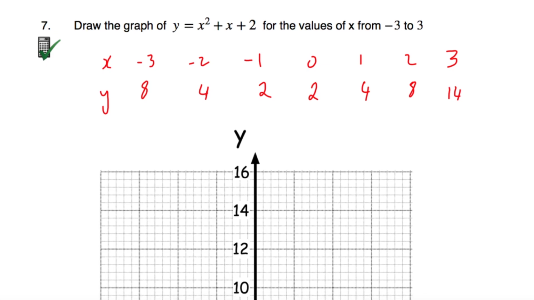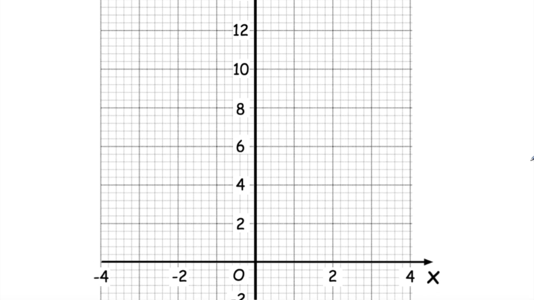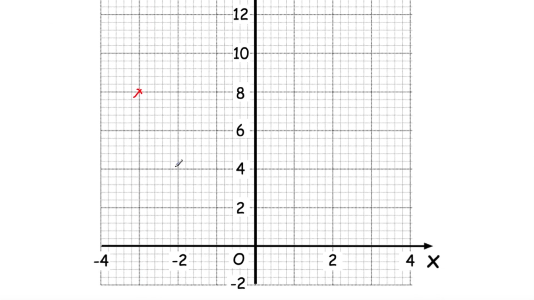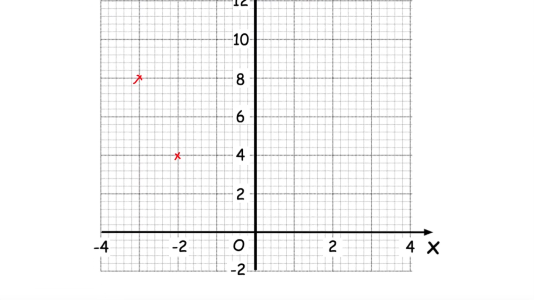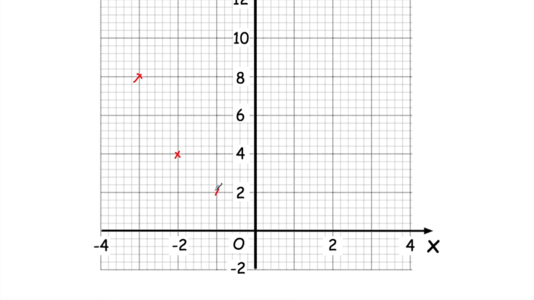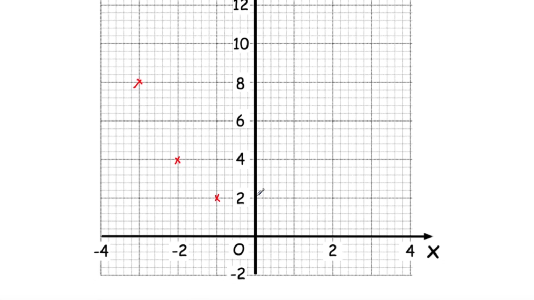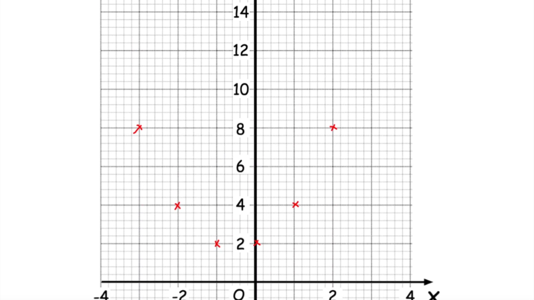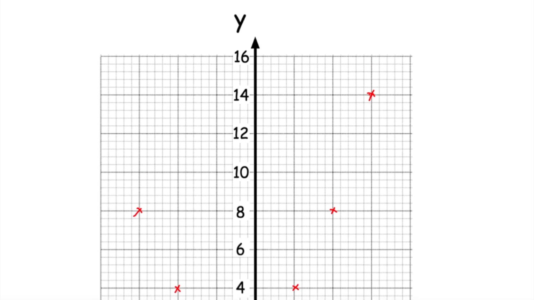Now let's plot them. So negative 3, 8 will be there. Okay, next, negative 2, 4 would be there. Next, negative 1, 2 would be there. 0, 2 would be there. Then we've got 1, 4. We have 2, 8. And finally, we have 3, 14. So 3, 14 would be there. So that's our points plotted.